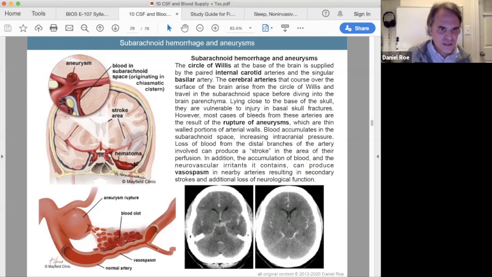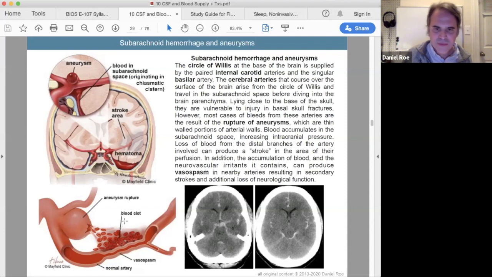which generally commonly bleed into the basal aspect of the skull down in here, the cranial vault, if you will, the basal aspect. So we have a lot of blood in the subarachnoid space, in this instance originating in the chiasmatic cistern. So that's around here. It's not well illustrated here.